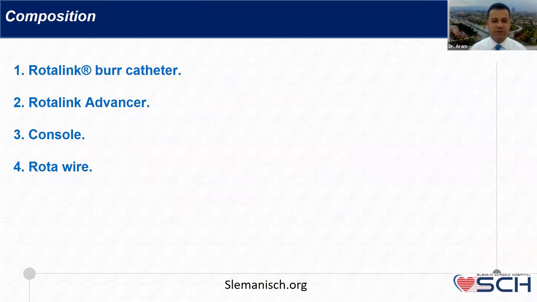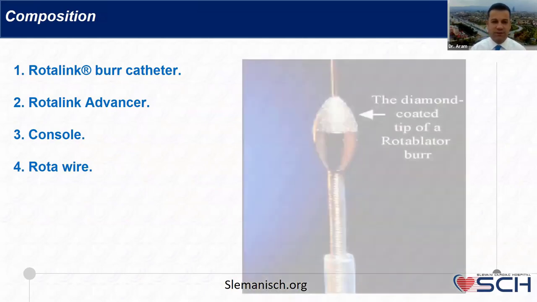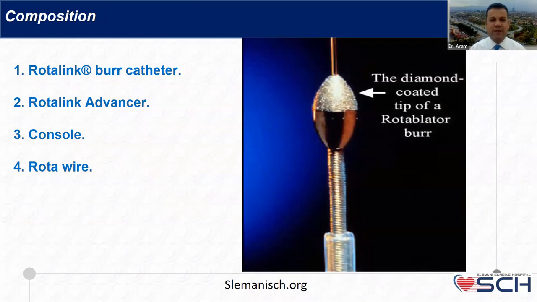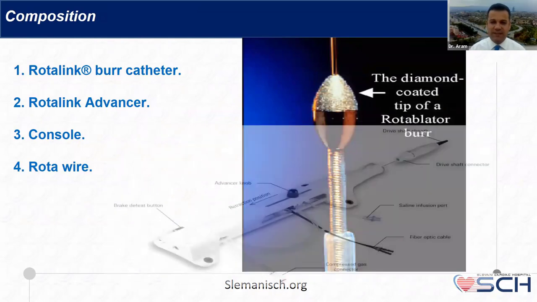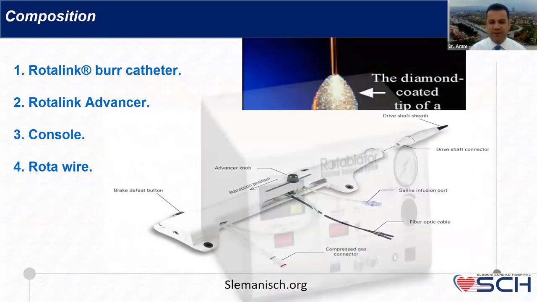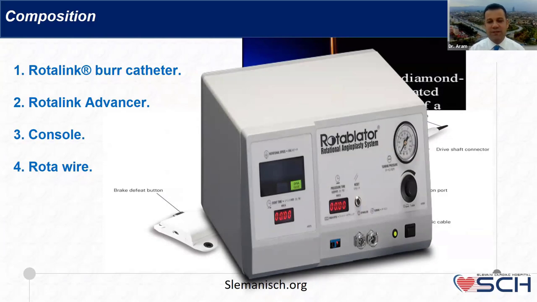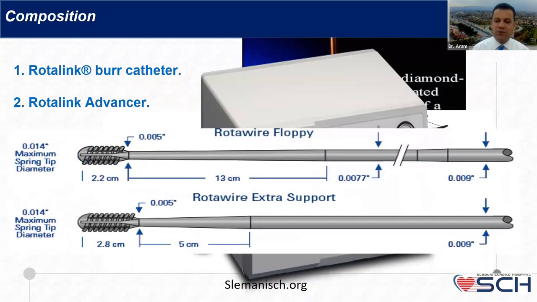You have four major components of the rotablator. The first one is the burr, a diamond coated tip of the rotor. The second part is the advancer. The third one is the console, which is the hardware of the device, and the fourth is the rotor wire. These are the main four parts of the rotablator system.